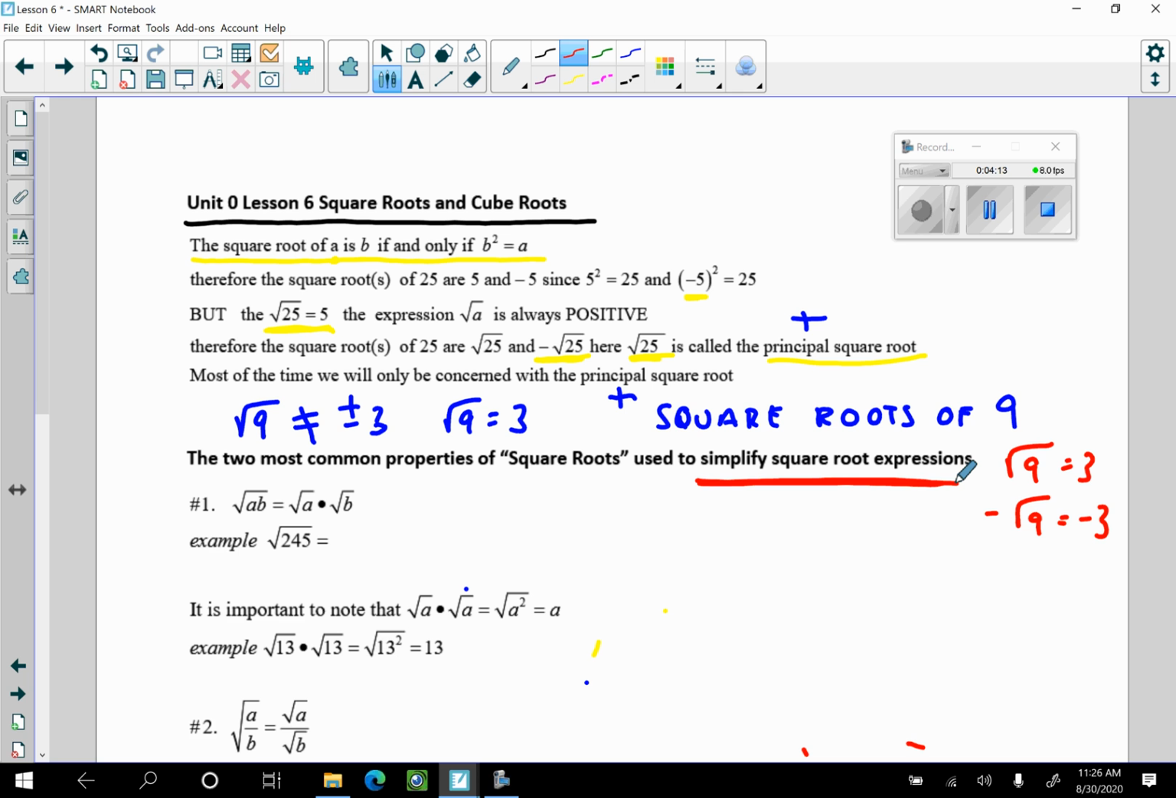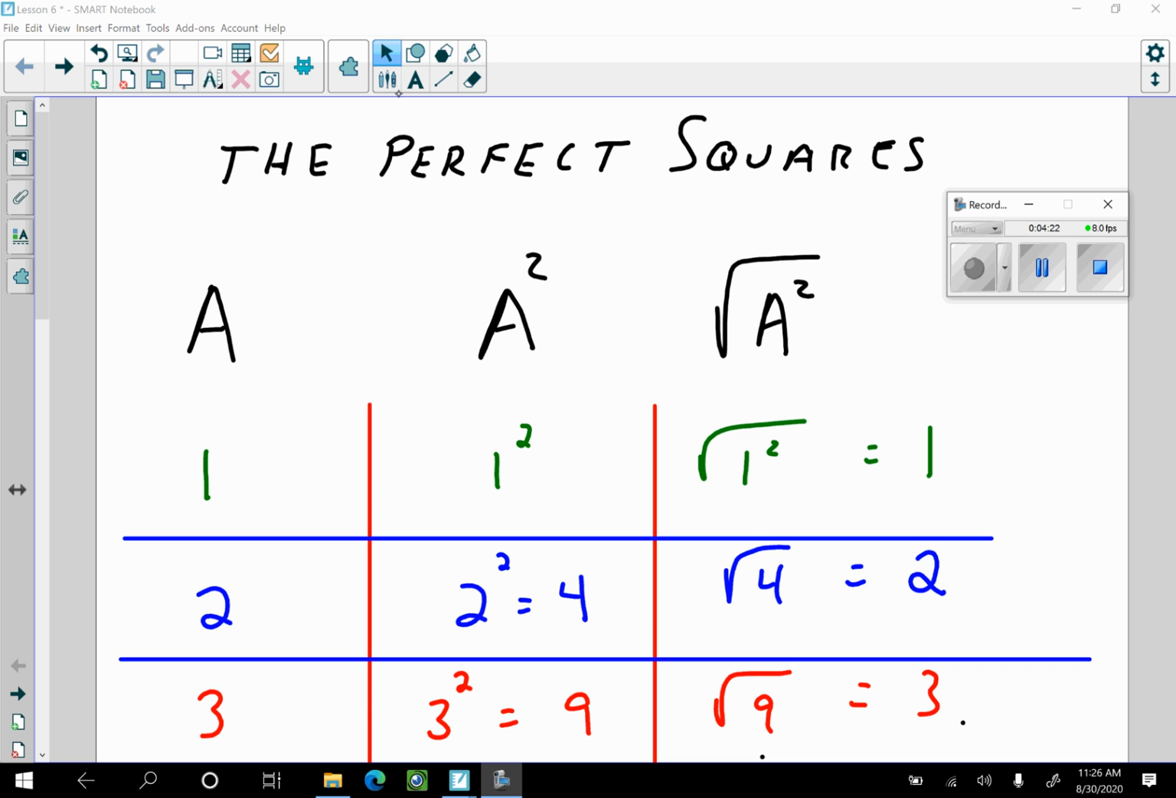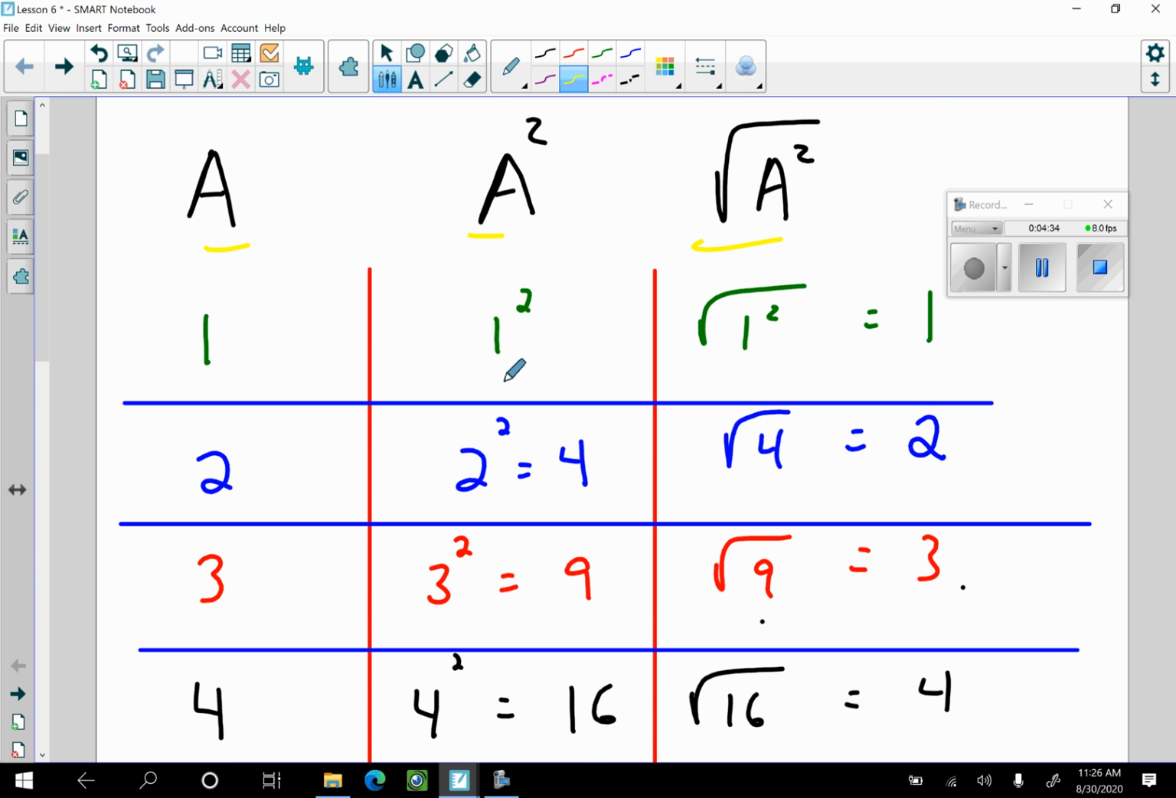the perfect square numbers. So I'm going to go back to this page right here, and I'm going to look at the perfect squares. I'm going to have a column of a squared, and the square root of a squared, and these are the real numbers. Well, one squared is one. Two squared is four. Here's a perfect square, and it's a perfect square because the square root of four is two. Simplified square root. Three squared, this is my perfect square numbers. Square root of 9 is 3. And we go all the way down.